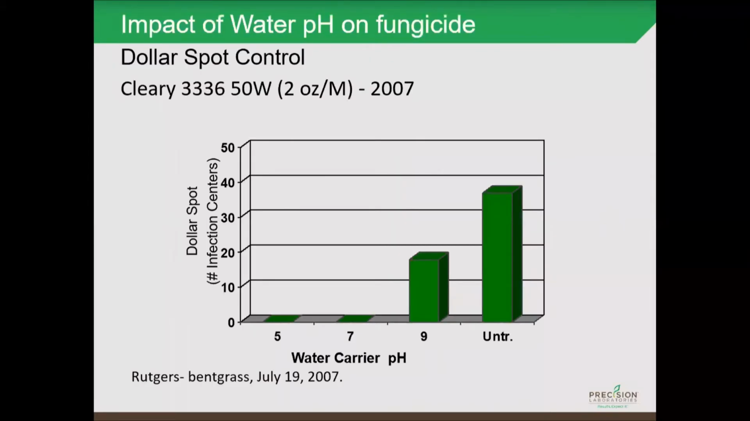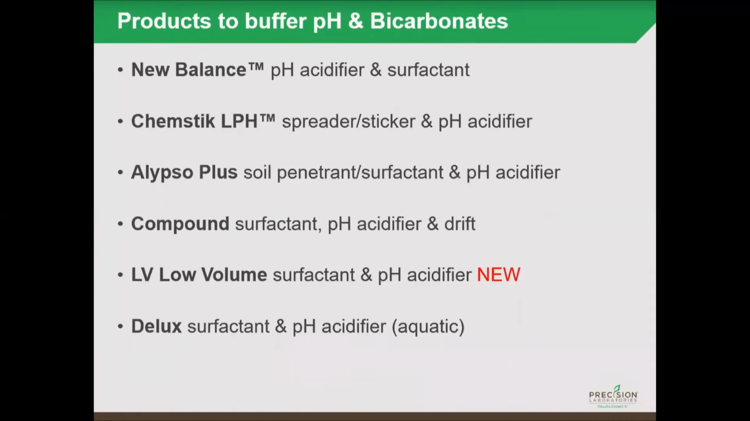Fungicides are also affected. Here's dollar spot control with thiophanate-methyl, Cleary's 3336. At a pH of 5 to 7, we had 100% disease control. At a pH of 9, about 50% disease control. So again, many of our pesticides we're using can be impacted by this. Precision Laboratories offers a whole host of products that buffer or acidify the pH and also work on the bicarbonates.